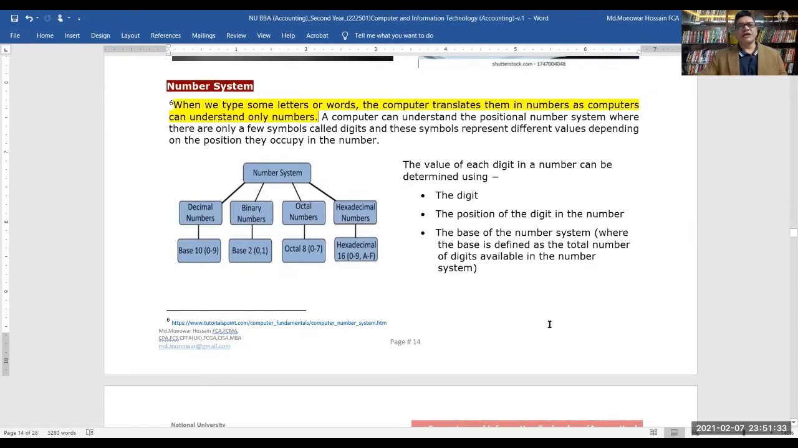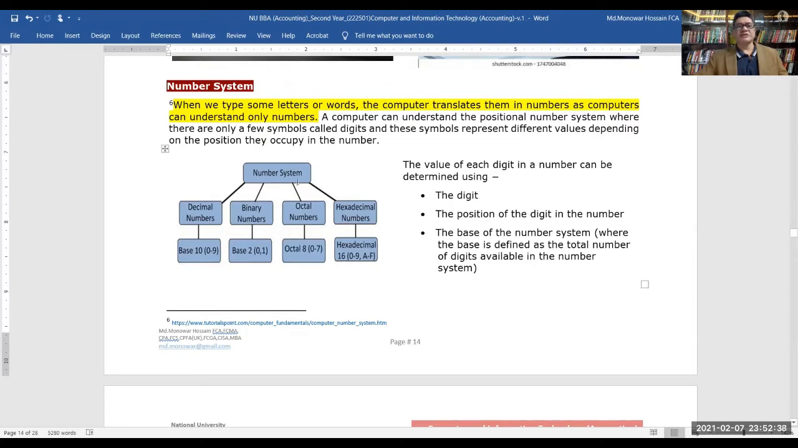Number. When we type some letters or words, the computer translates them into numbers, as computers can understand only numbers. A computer can understand the positional number system, where there are only a few symbols called digits, and these symbols represent different values depending on the position they occupy in the number. The value of each digit in a number can be determined using the digit, the position of the digit in the number, the base of the number system, etc.